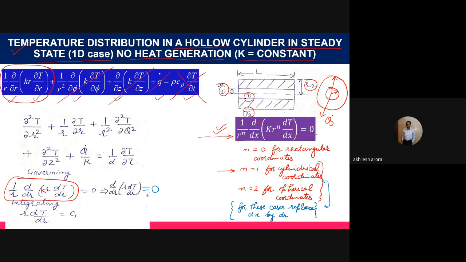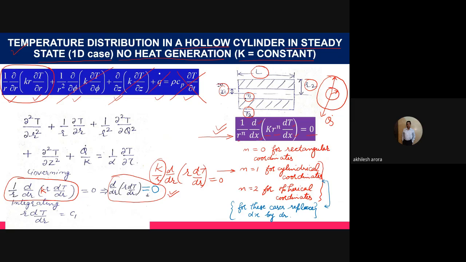And you can say that it can be written as k by r, d by dr of r dT by dr, is equal to 0. And then this term will go away when we take it to the right hand side, and we are left with this term only: d by dr of r dT by dr is equal to 0. So this is the final, you can say the initial equation from where we can start the integration part and get the temperature distribution in a hollow cylinder. And the length of the cylinder here, as shown, is L actually.